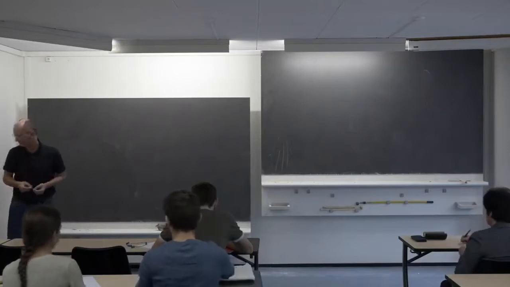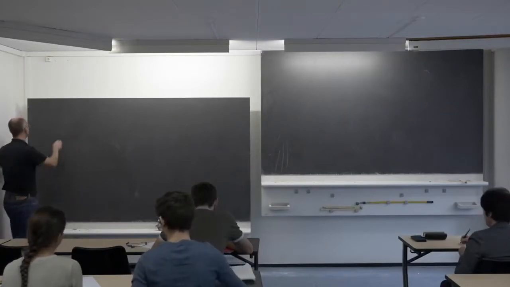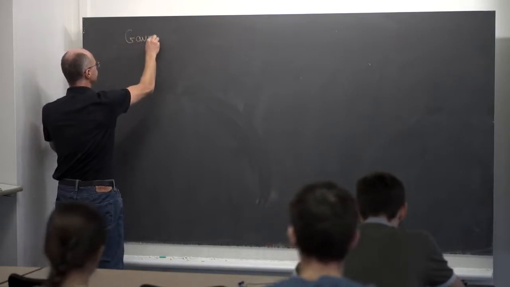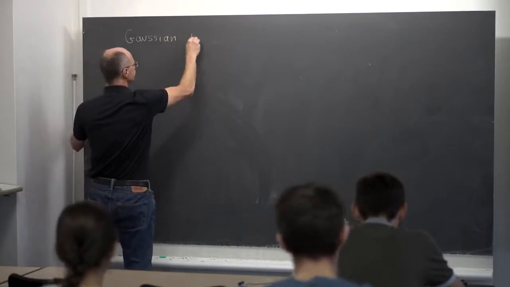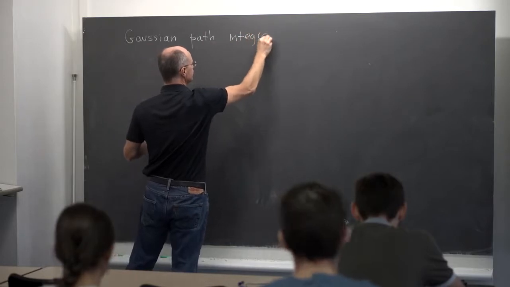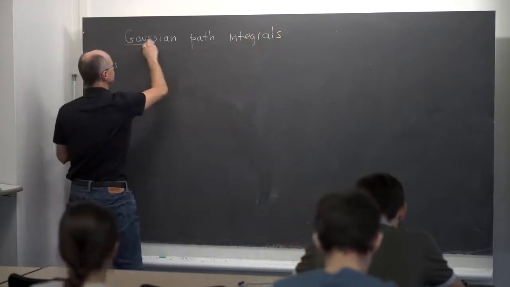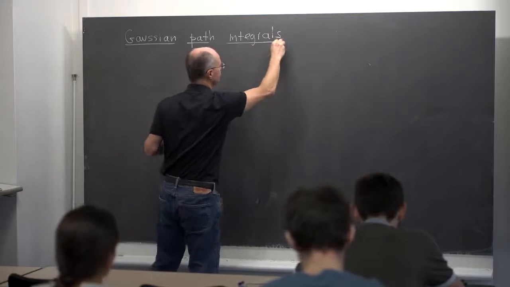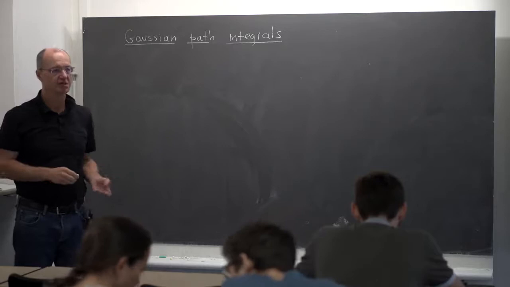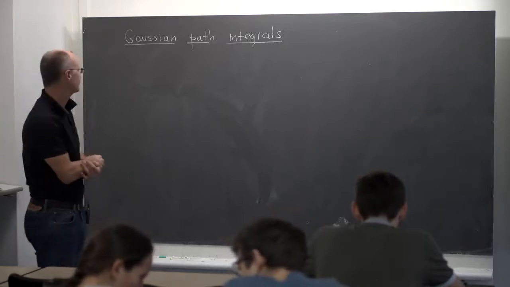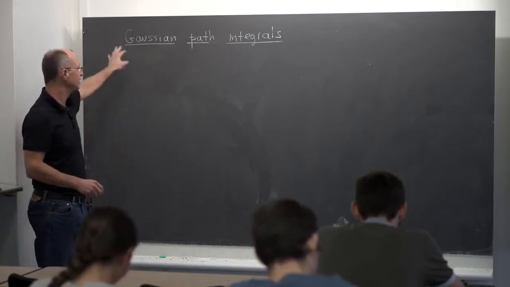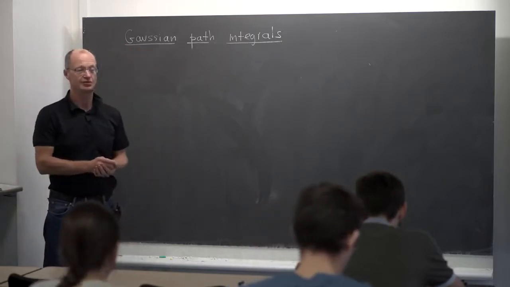Let's start. So today we're going to look at Gaussian path integrals. That's one of the ways how one can try to make sense of path integration. That's of course some very special type, and as we'll see, even there we have some number of difficulties.